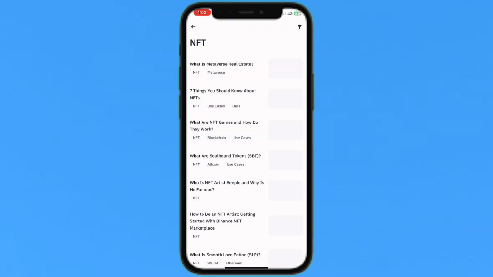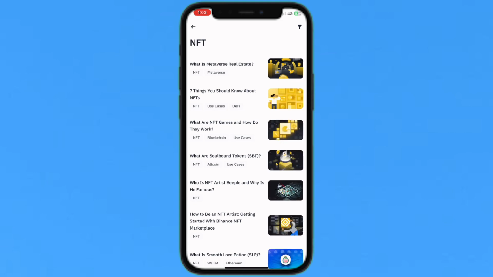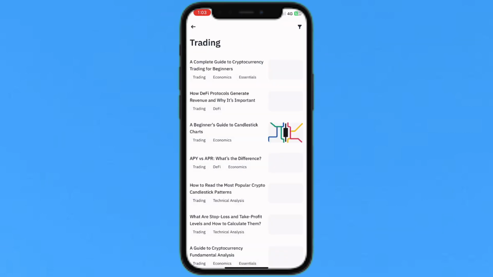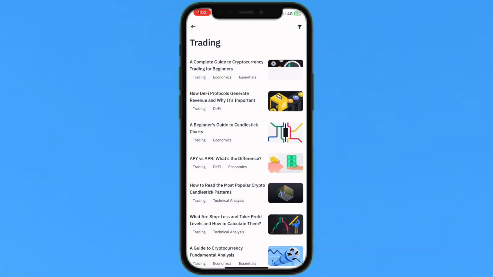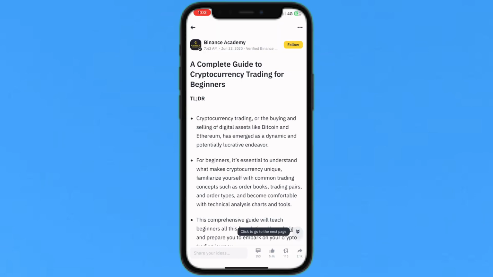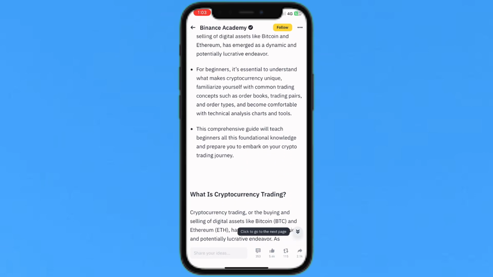Here are some blockchain and NFT articles, and you will see trading for beginners. You can read it one article at a time, so that it helps you improve your trading.